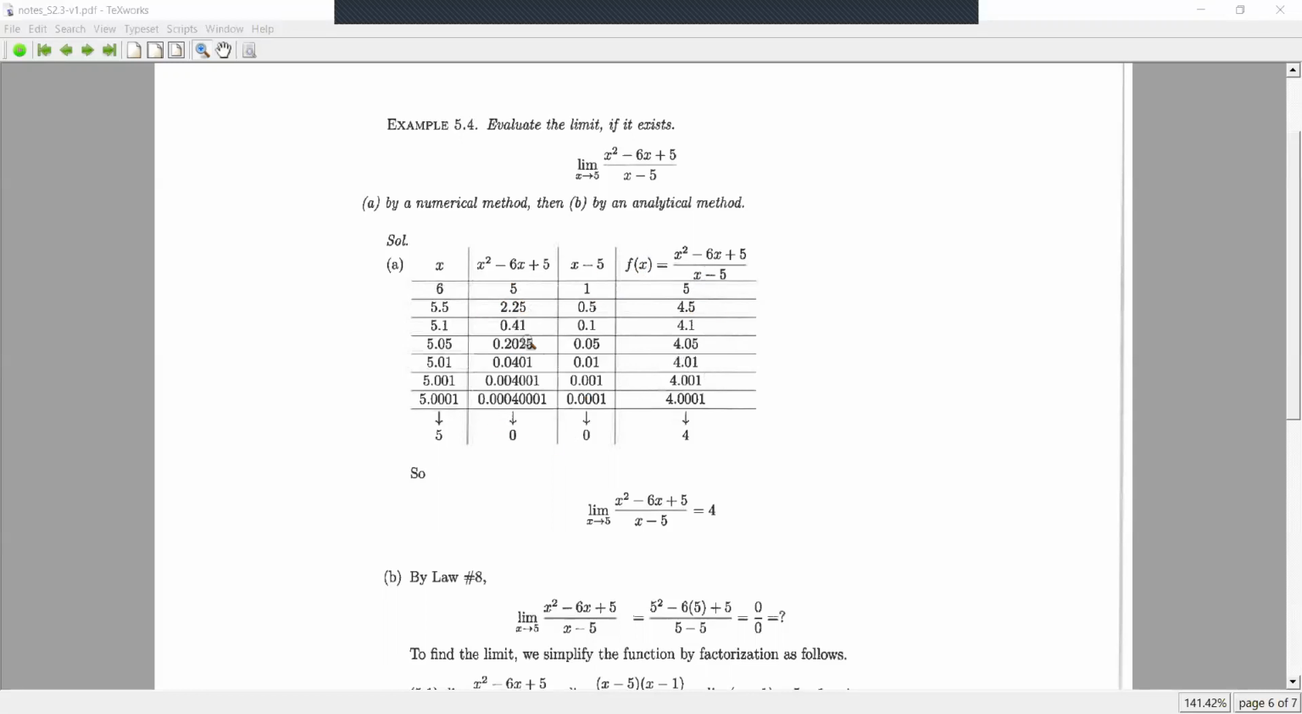From this table, we can see that as x is getting closer and closer to the point 5, numerator is approaching the number 0. Denominator is also approaching the number 0. But their ratio, numerator over denominator, the ratio is the function. The function is approaching the number 4. So therefore, this limit is 4. As x approaches the number 5, the function approaches the number 4.